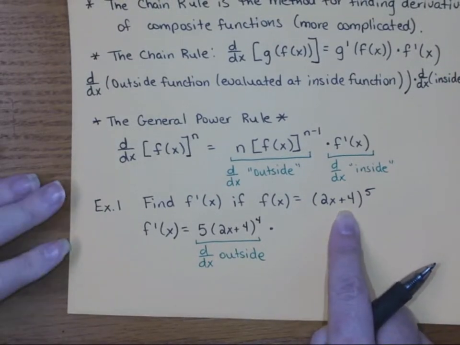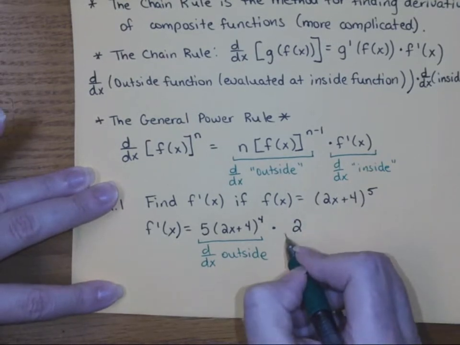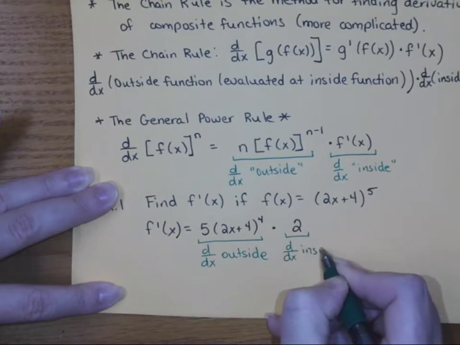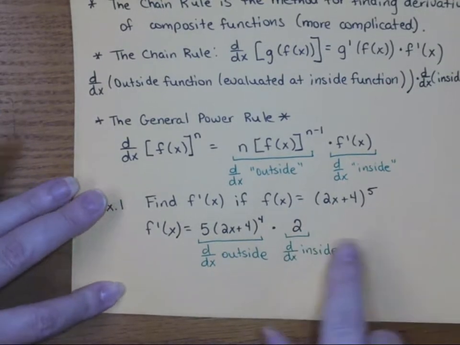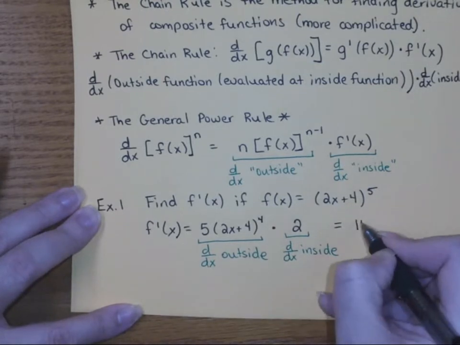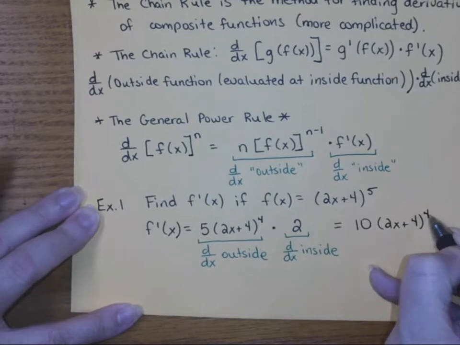Okay, so the derivative of 2x plus 4 is just 2. I'm spacing that out so I can label that appropriately. So this is the derivative of the inside. So notice we're just really kind of multiplying by a constant there in this case. So we'll get 10 times 2x plus 4 and then to the 4th power.